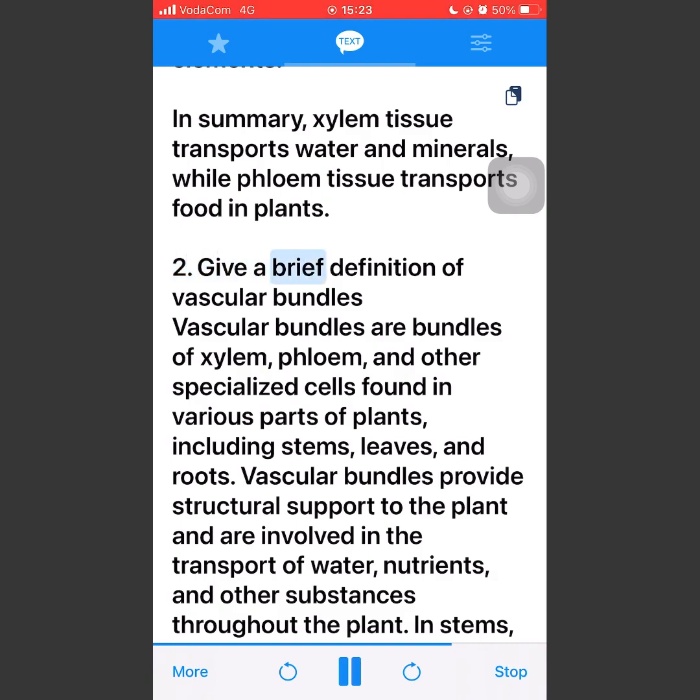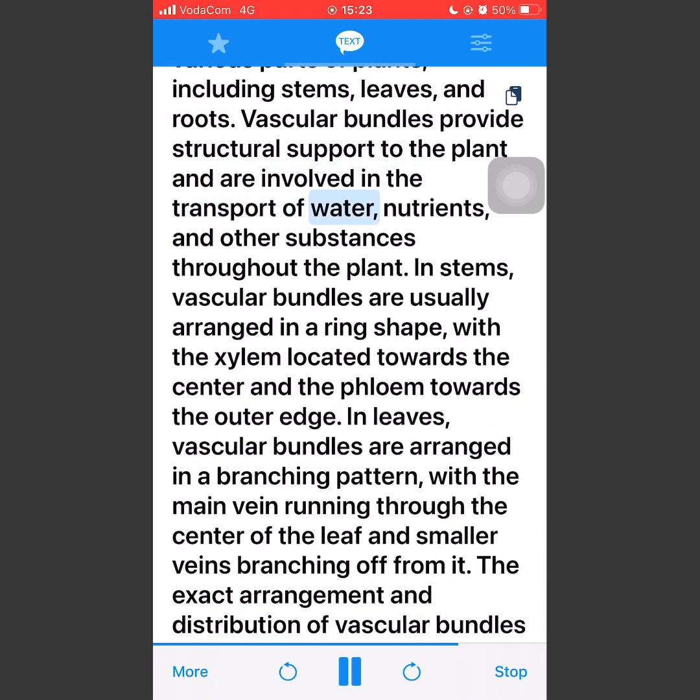2. Give a brief definition of vascular bundles. Vascular bundles are bundles of xylem, phloem, and other specialized cells found in various parts of plants, including stems, leaves, and roots. Vascular bundles provide structural support to the plant and are involved in the transport of water, nutrients, and other substances throughout the plant. In stems, vascular bundles are usually arranged in a ring shape, with the xylem located towards the center and the phloem towards the outer edge.